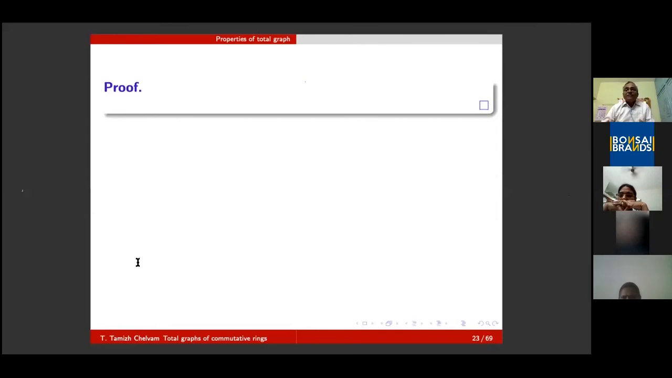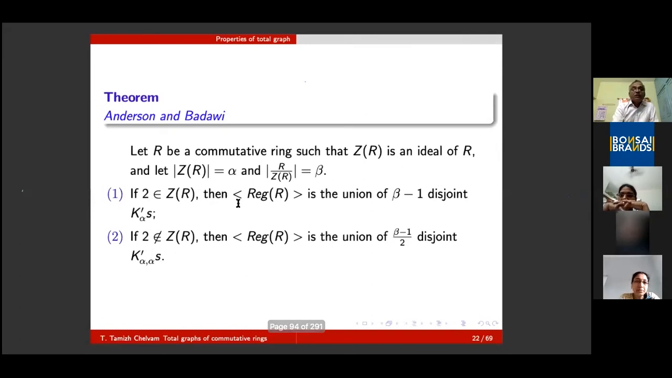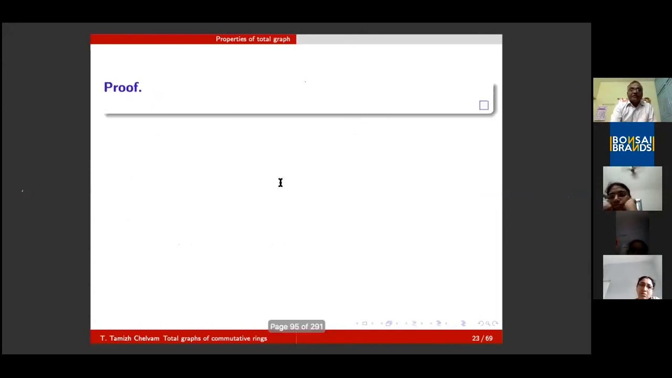So there is an algebraic disjoint union. This R is the disjoint union of beta number of cosets. So we wanted to make use of this property of R. When Z of R is an ideal, naturally R is decomposed into cosets x plus Z of R, where x is an element of R. So that algebraic property gives the tool for this fact graph theoretically.